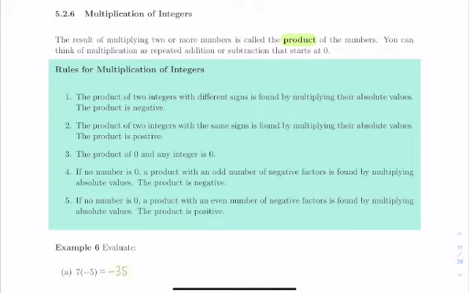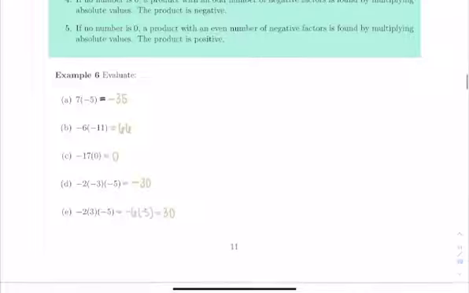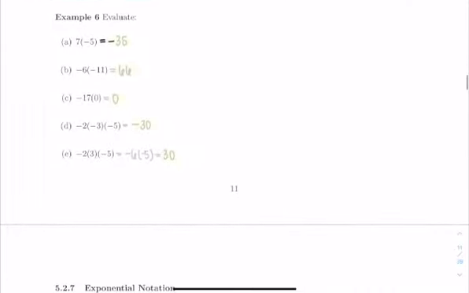So 7 times negative 5, I have one positive, one negative, which means this is going to be negative. And 7 times 5 is 35. Negative 6 times negative 11, they're both negative, so this is going to be positive. And 6 times 11 is 66. Negative 17 times 0 is going to be 0. Anything multiplied with 0 gives me 0.